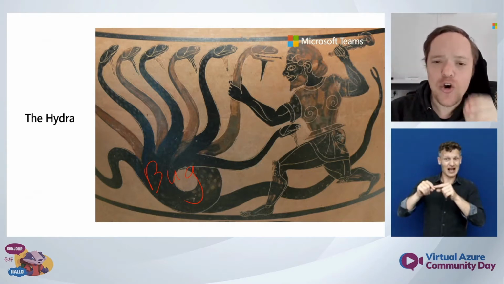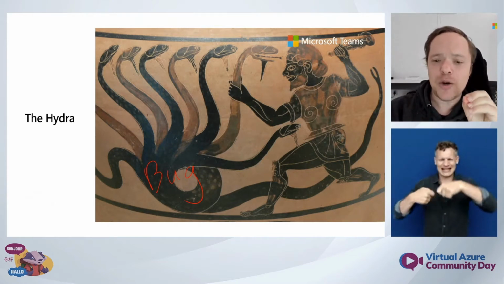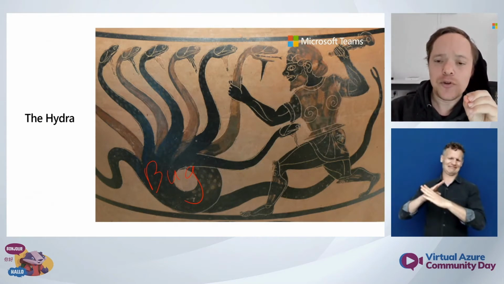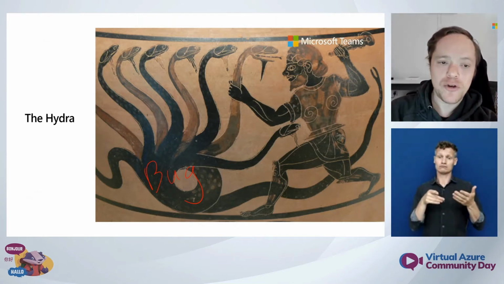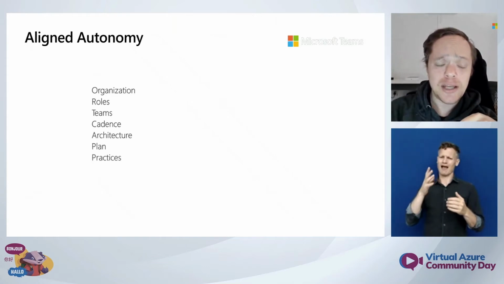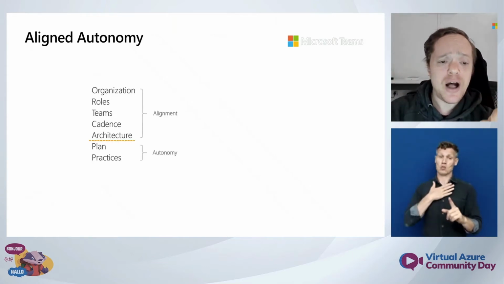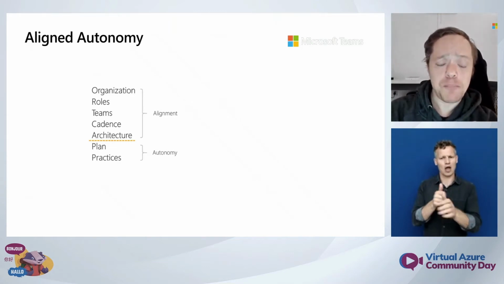So I'm here to show you how to not do it bolt-on, how to actually use it in the mechanism that it was intended to be able to create bug-free accessible software. To do that, let's start with aligned autonomy. And to do that, we need to align our organization's roles, teams, cadence, and architecture with our plan and practices.